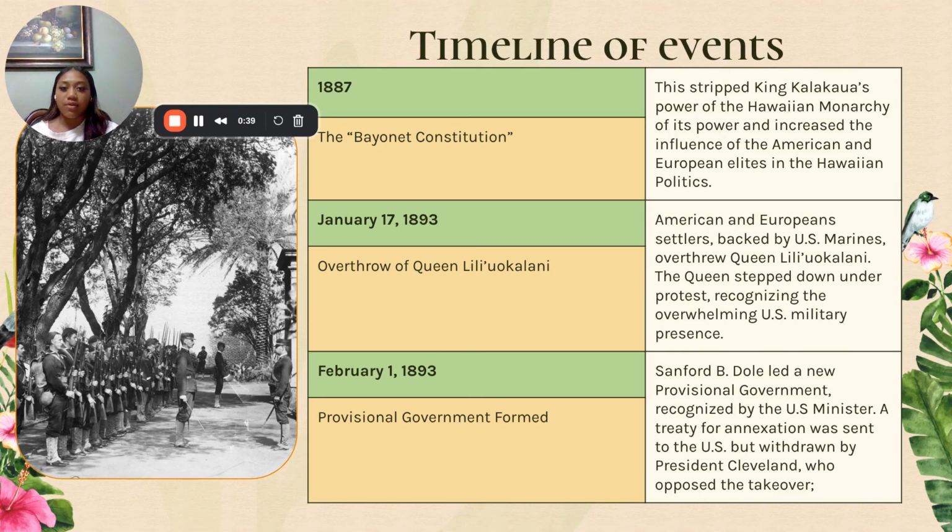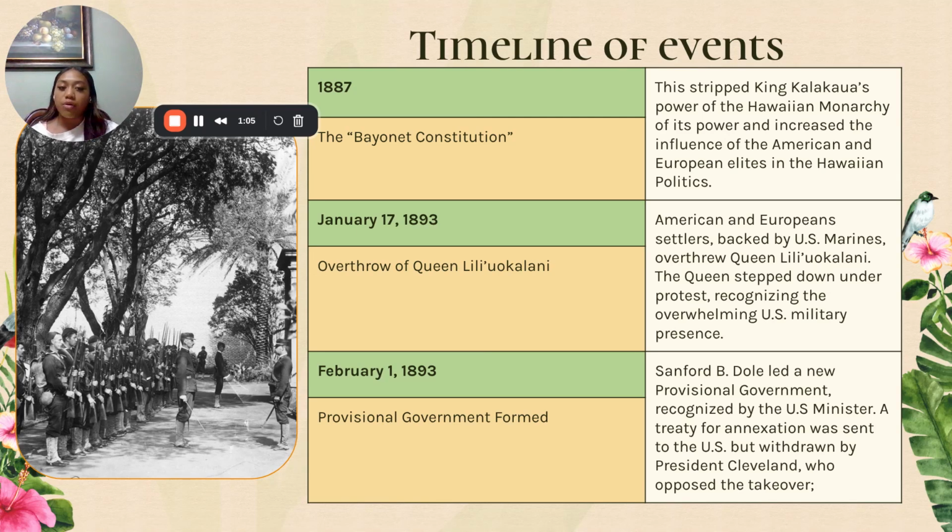January 17, 1893. Overthrow of Queen Liliuokalani. American and European settlers, backed up by U.S. Marines, overthrew Queen Liliuokalani. The Queen stepped down under protest, recognizing the overwhelming U.S. military presence.